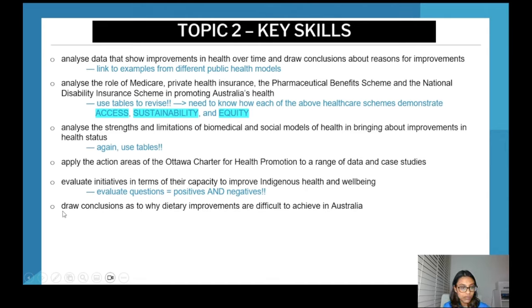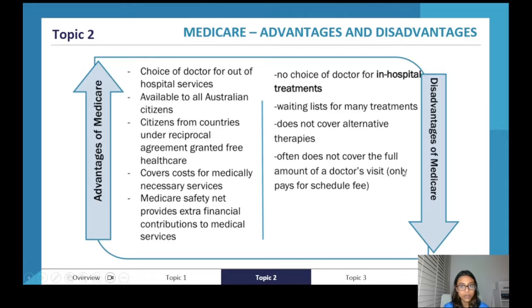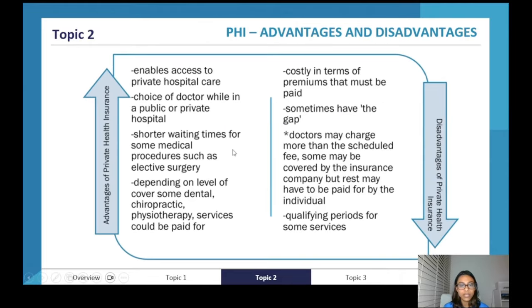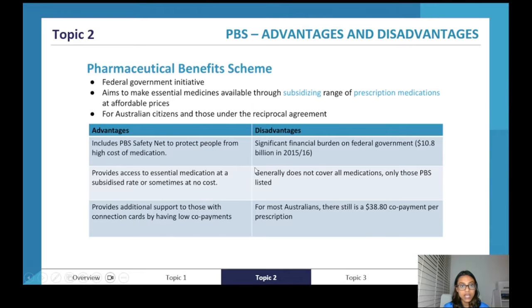So then draw conclusions to why dietary change improvements are difficult to achieve in Australia. So all of the reasons why it's challenging to change your diet. We've got some tables about the advantages and disadvantages of Medicare. Same for the private health insurance schemes, and then the PBS as well. I haven't included what is covered by Medicare and PHI. Hopefully you have tables and notes for that as well.